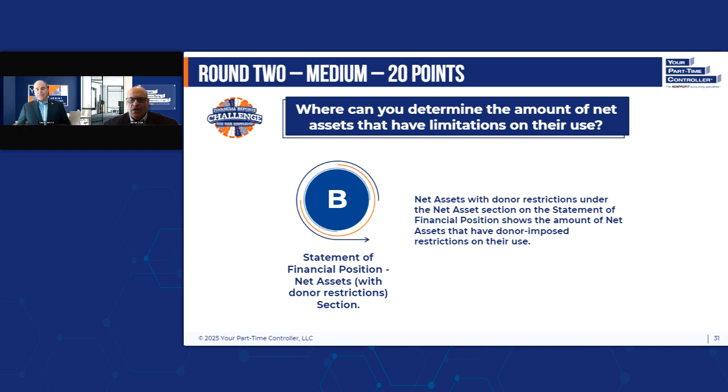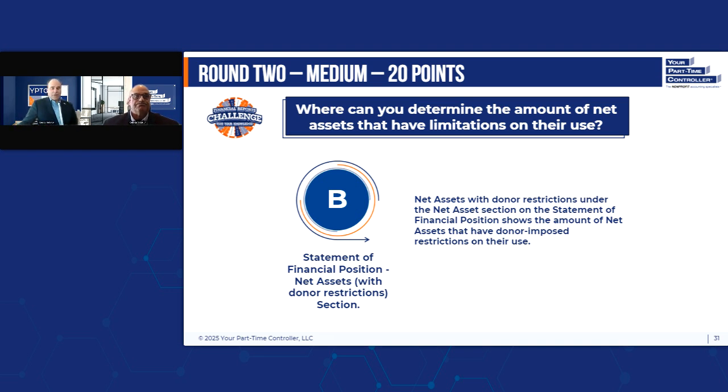Greg, you may recall from the questions in the first round that the accumulation of contributions with donor restrictions that are yet to be spent or released from restriction are reflected in the net assets with donor restrictions under the net asset section on the statement of financial position.